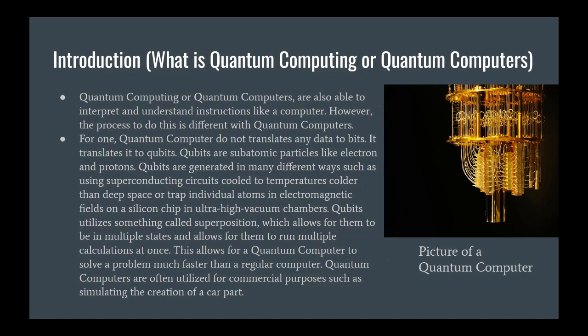Qubits are generated in many different ways, such as using superconducting circuits cooled to temperatures colder than deep space, or trapping individual atoms in electromagnetic fields on a silicon chip in ultra-high vacuum chambers. Qubits utilize something called superposition, which allows them to be in multiple states and run multiple calculations at once. This allows a quantum computer to solve a problem much faster than a regular computer. Quantum computers are often utilized for commercial purposes such as simulating the creation of a car part.